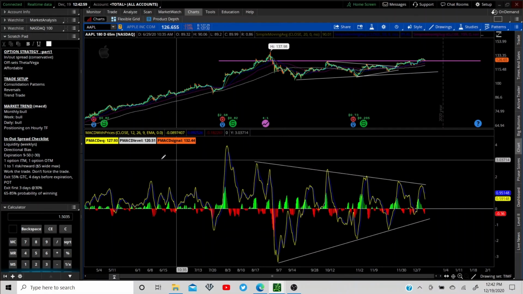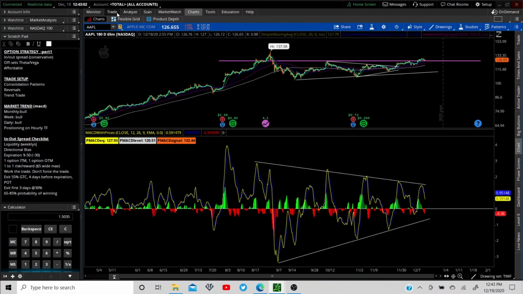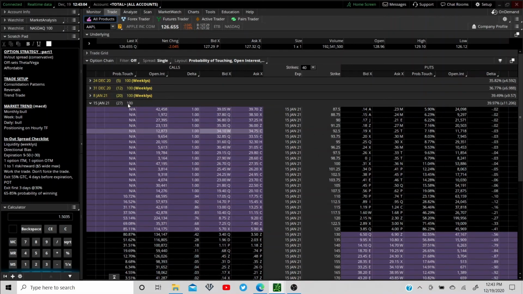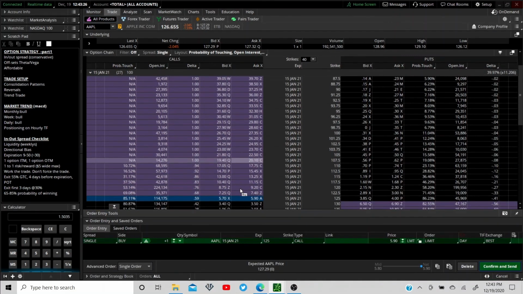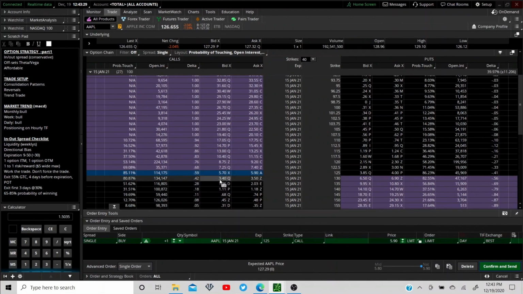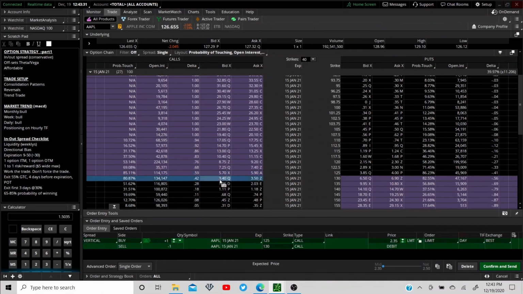Okay, so we have the directional bias. Let's go back to the trade tab. Expiration. We like that 30-day area. So 27 is really good. We want to do one option in the money. These are $5 wide spreads. So we're going to do one right next to each other. The 125 call. Let's bring that up a little bit. And we're going to add on the other leg. Sell the 130 call.